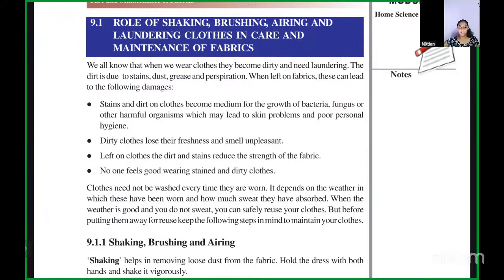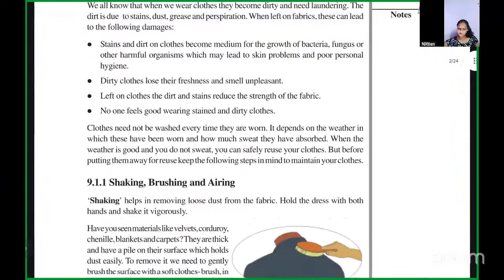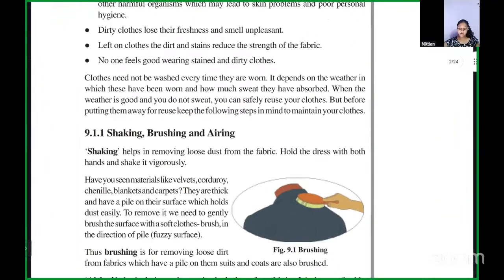Okay. How or why do they tear on their own? It is because their fibers weaken and they start splitting. Okay. Then no one feels good wearing stained and dirty clothes. We don't want to wear stained and dirty clothes. Then clothes need to be washed every time they are worn. It depends on the weather in which they have been worn and how much sweat they have absorbed. When the weather is good, we do not sweat and we can safely reuse our clothes.